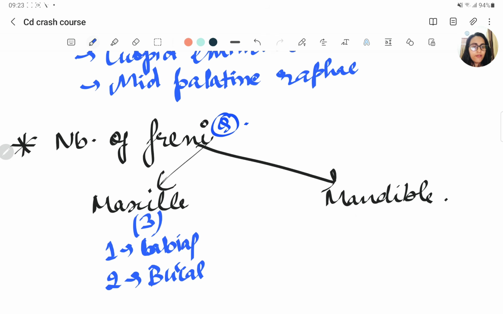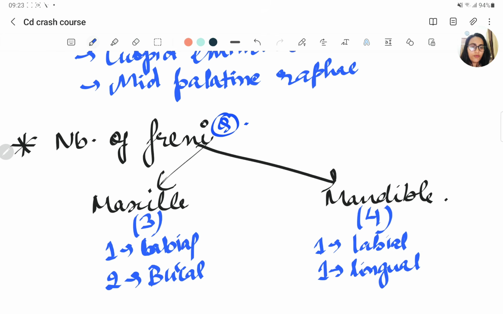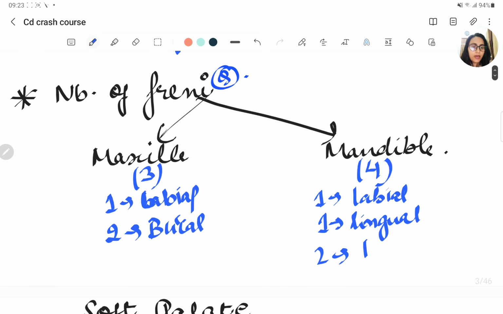In the mandible we have an additional frenum, so therefore 4 frenums are present in the mandible. 1 is the labial frenum. 1 is the lingual frenum, so towards the tongue side we have 1 more frenum. And 2 are buccal, one on each side.